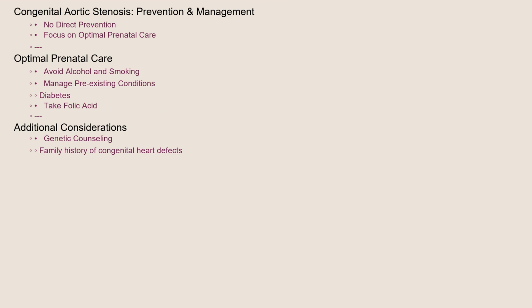Because congenital aortic stenosis is a birth defect, there's no known way to directly prevent it. However, ensuring optimal prenatal care is essential. This includes avoiding alcohol and smoking during pregnancy, managing pre-existing health conditions like diabetes, and taking folic acid supplements. Genetic counseling may be beneficial for families with a history of congenital heart defects.